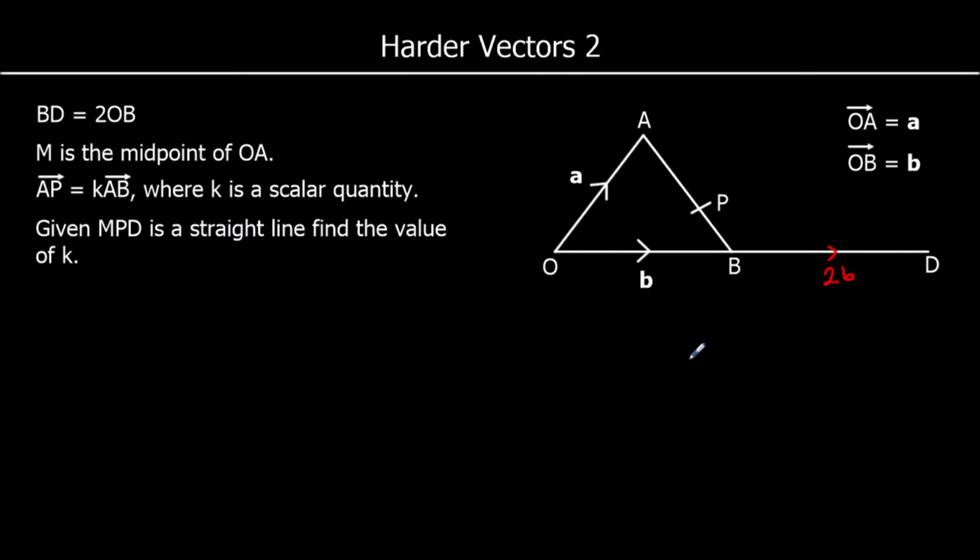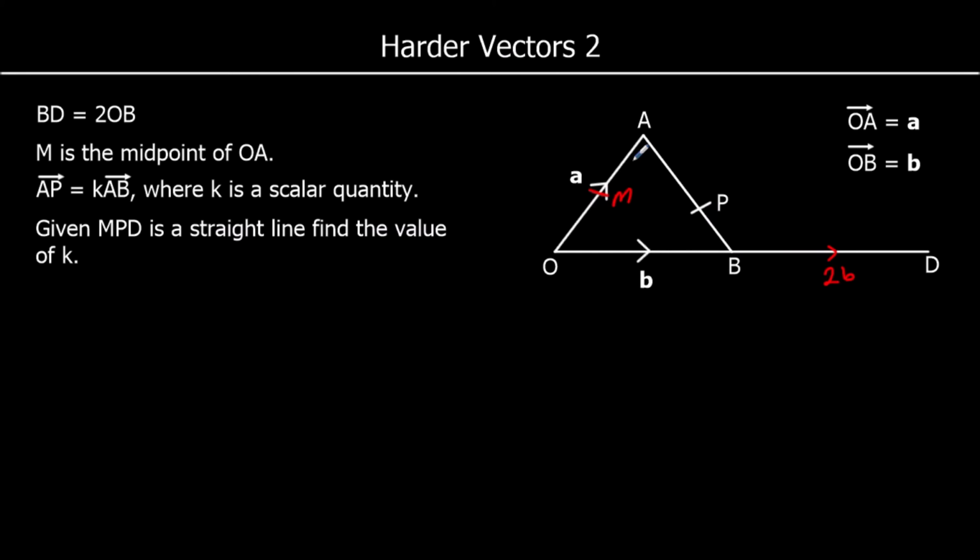M is the midpoint of OA. So O to A is called A. M is halfway. So that means O to M is going to be half of an A, and M to A is also going to be half of an A. It splits O to A in half.